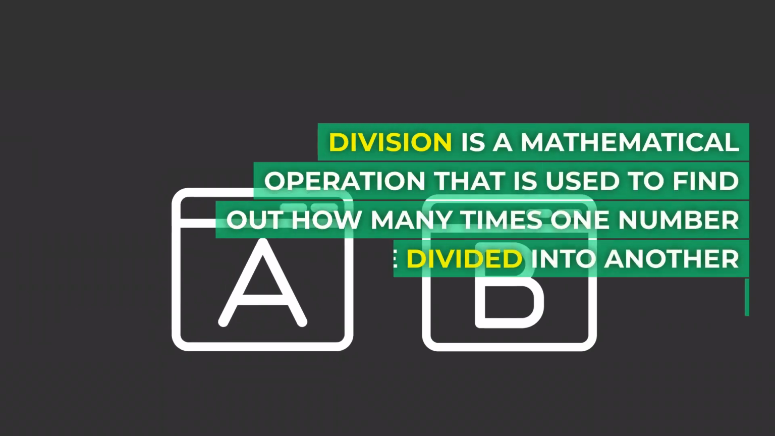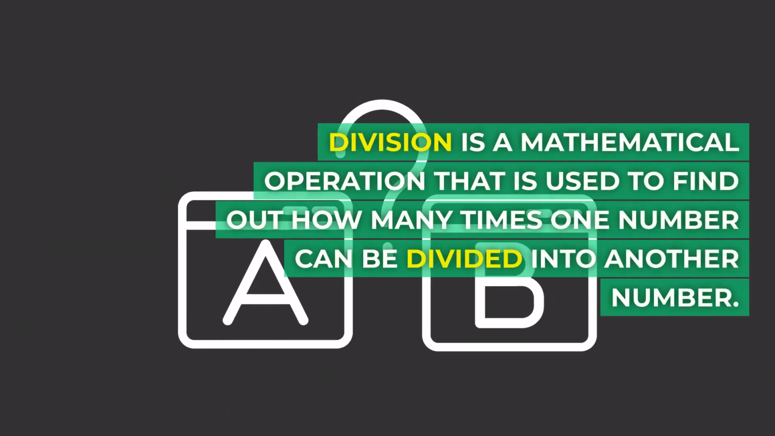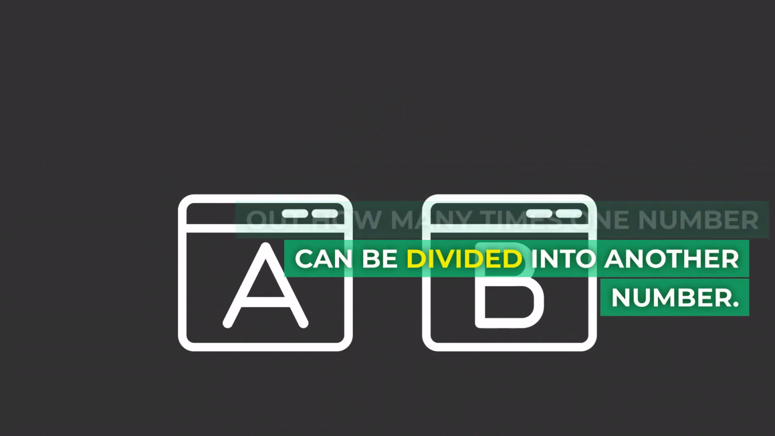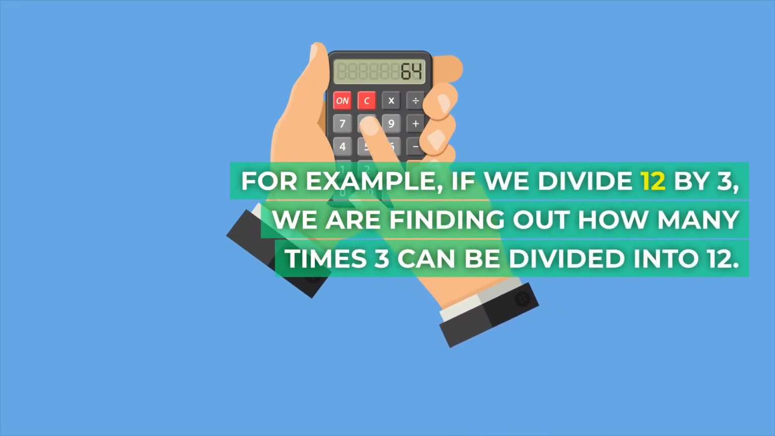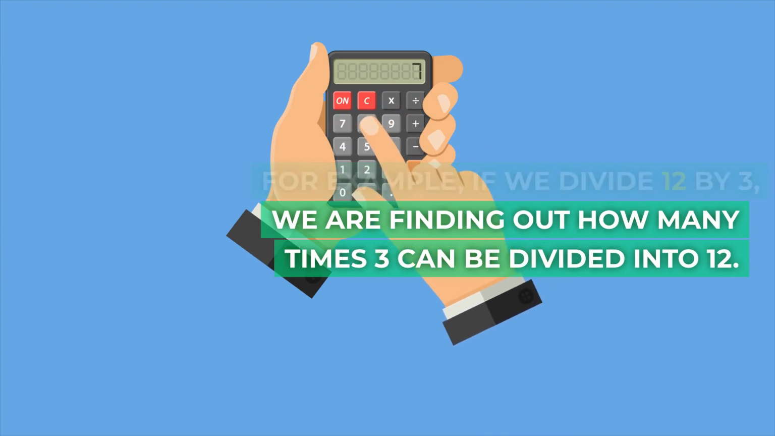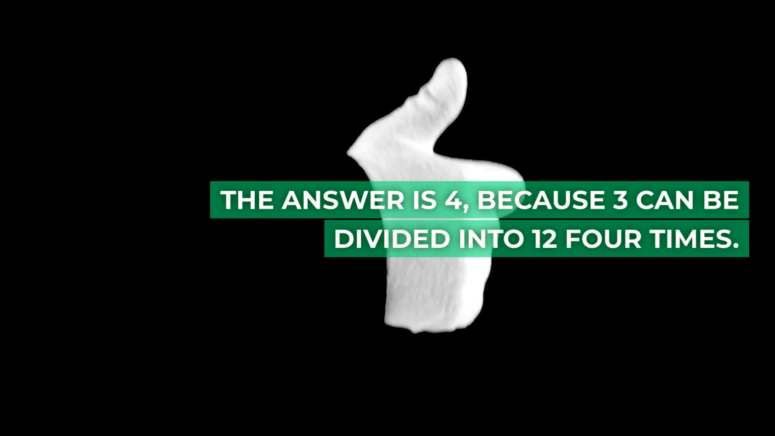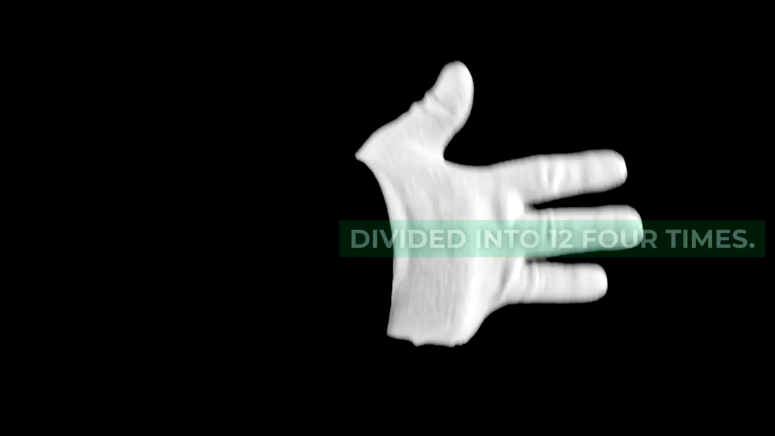Division is a mathematical operation that is used to find out how many times one number can be divided into another number. For example, if we divide 12 by 3, we are finding out how many times 3 can be divided into 12. The answer is 4, because 3 can be divided into 12 4 times.